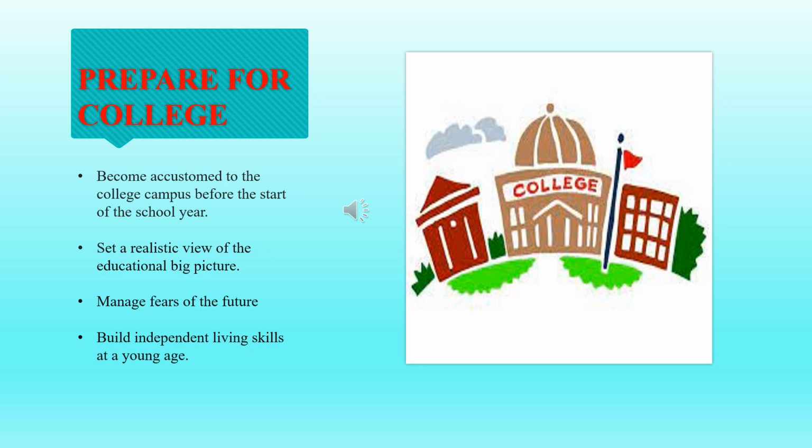Set a realistic view of the education big picture. Of course, we want to all be the best, but sometimes that is not going to happen. As long as you are surviving and you are passing, that may just need to be good enough. Manage fears of the future. Make a list. What are your concerns of the future? What are your goals? What are you okay with not achieving in those goals to help you keep from drowning while in college? And then build independent living skills.